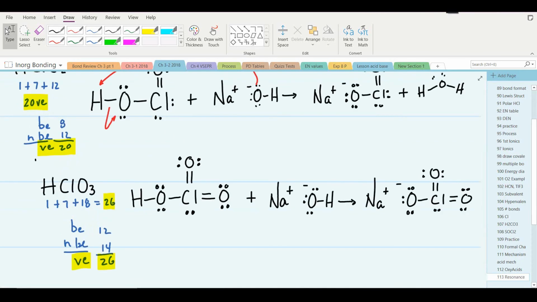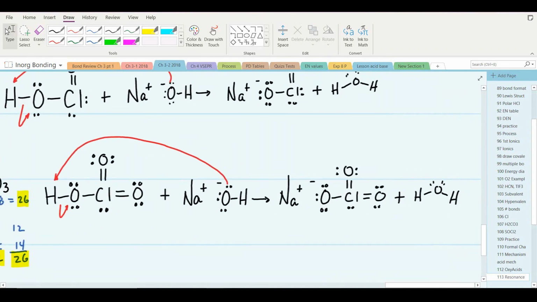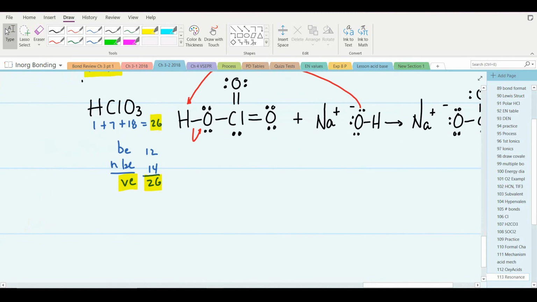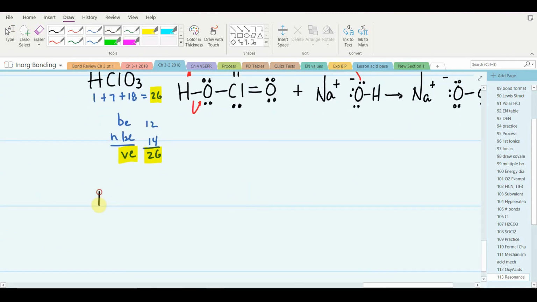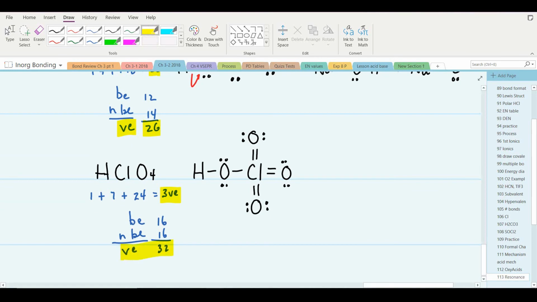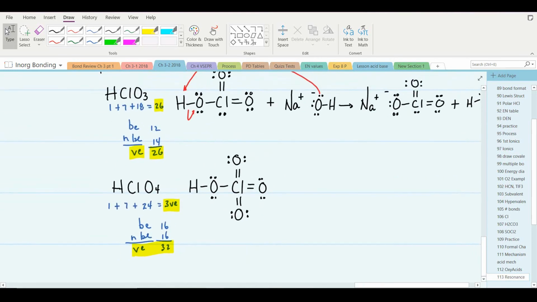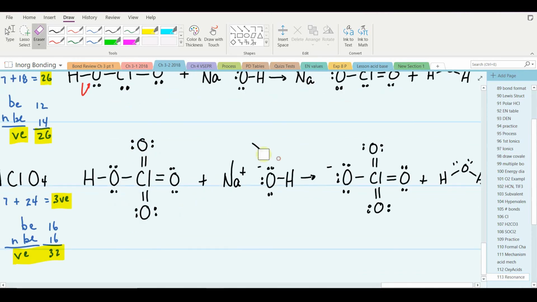So when chloric acid reacts with sodium hydroxide, the acidic proton is removed, and the pair of electrons stays behind. It forms sodium chlorate and water. Okay, one more to go. Can you draw the structure of perchloric acid? That's HClO4. That's the correct structure. Let's finish up the neutralization reaction. Alright, so what's the mechanism?